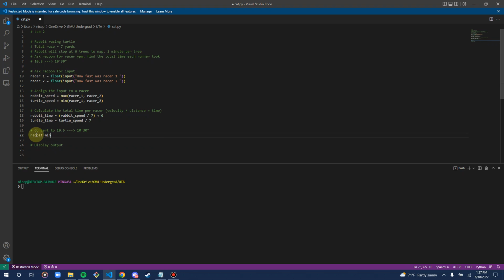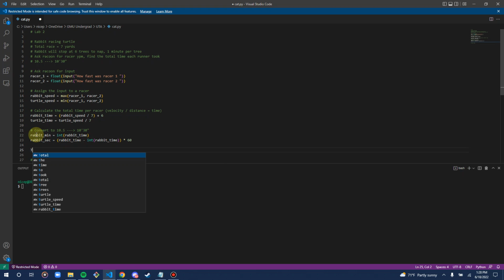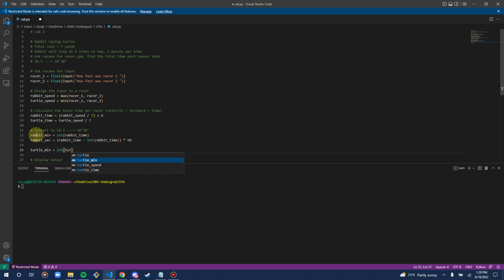So let's say rabbit min is going to equal the int version of rabbit's time. And then the rabbit's sec is going to equal rabbit's time minus the int of rabbit's time. So like that 10.5 minus 10, and then we're going to multiply all that by 60. That's going to be a very similar process for the turtle. For turtle time, or sorry, turtle min equals the int of turtle time.